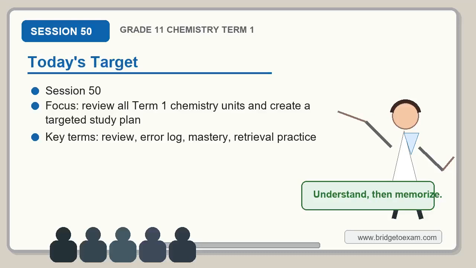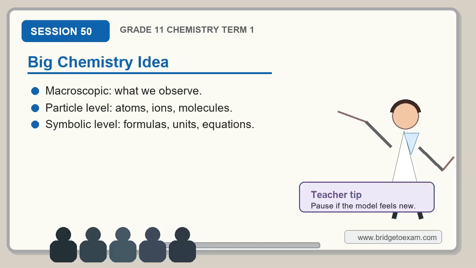Welcome, class. Today our session title is Week 14, Session 50, Final Review and Self-Study Plan. We will move slowly and make the chemistry understandable. Your goal is to review all Term 1 chemistry units and create a targeted study plan. Listen for these key terms: review, error log, mastery, retrieval practice, study plan.